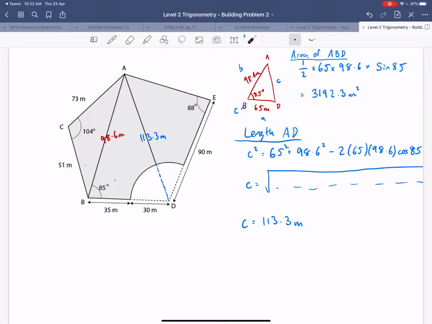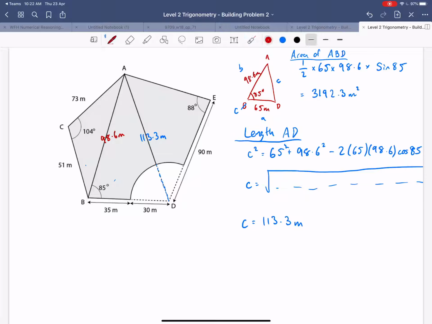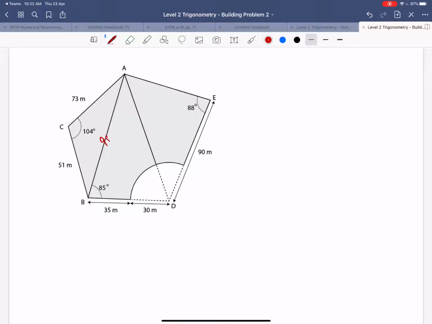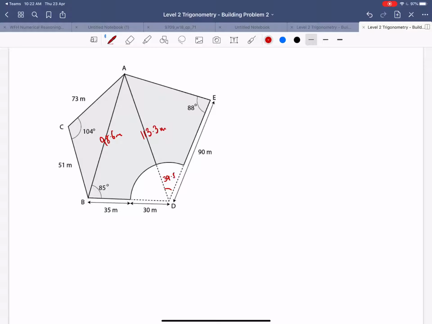So I'm going to go to another page to work out the angle BDA, and then use the combined angles to find the area of a sector at D. So the side lengths I've got are 98.6 and 113.3, and I know the angle there is 39.5 degrees. So I'm trying to find this unknown angle here.